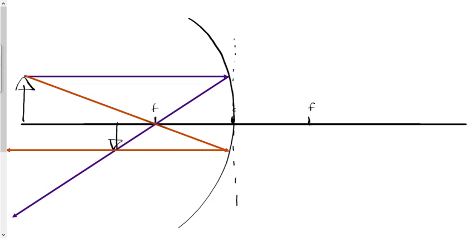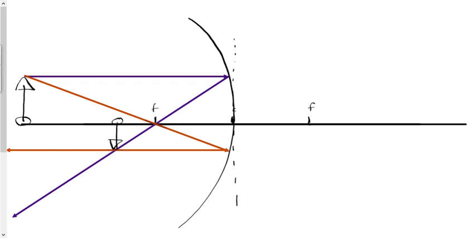It is inverted. Because it is inverted, it is real. Light rays actually do go to that location. And if this is the base of the object, then the base of the image will also be on the principal axis. So where these light rays converge, that's going to be the tip of the image.